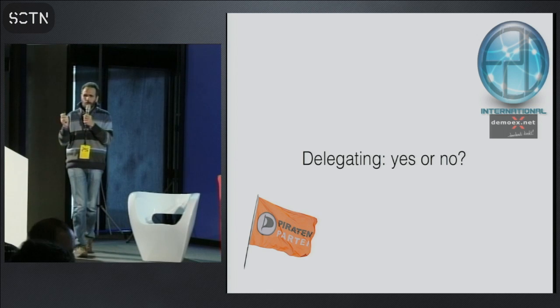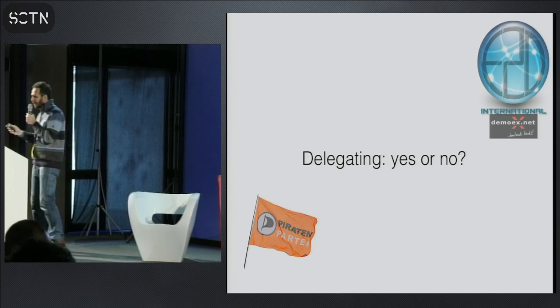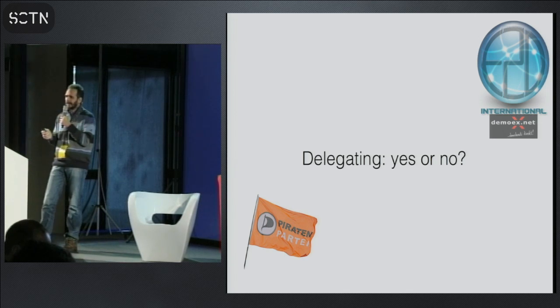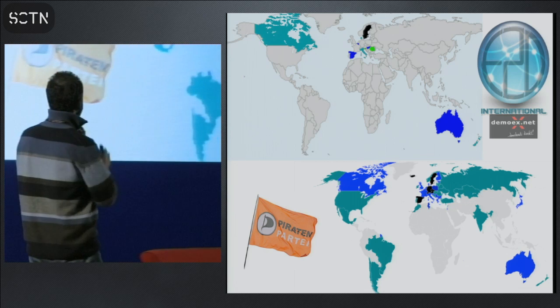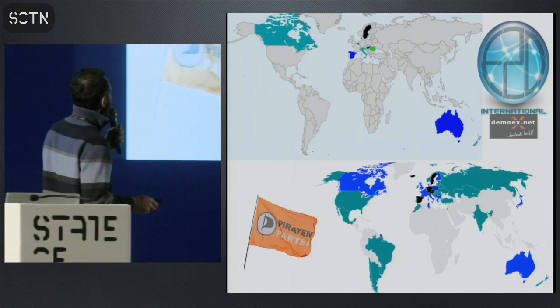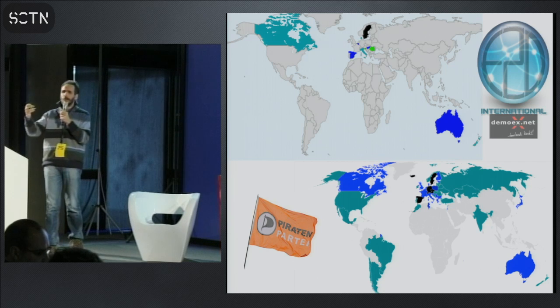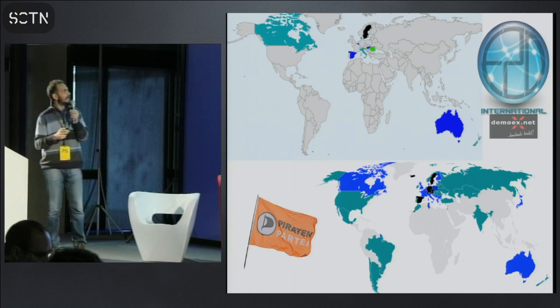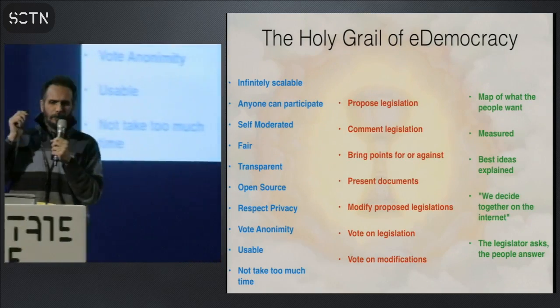And if you go around right now, you will find that there is a big division between people who want to delegate and people who do not want to delegate. And they organize themselves around the Pirate Party on one side and around E2D on the other side. And there are several parties around. Some of them got people elected, some of them did not. So let's go back. This was our vision.